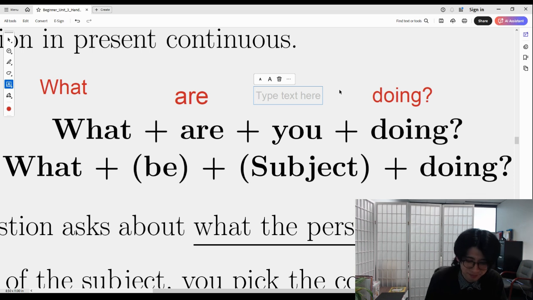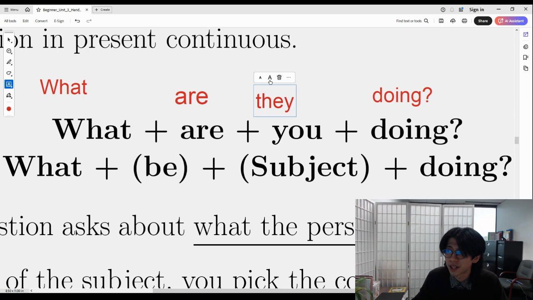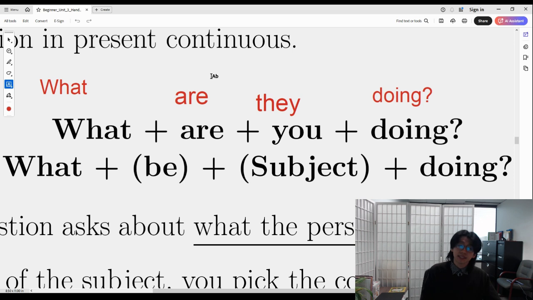Let's see. They. What are they doing? Right? There we go. That's big enough. Okay. What are they doing? Something like that. That way, you can explain or ask questions about, if you see them in person right now, or if you already talk about someone, then you can say, what are they doing? If you have Kevin and Coco in front of you and asking someone else, hey, what are they doing? Oh, they're playing baseball or something like that, right? You can ask those questions.